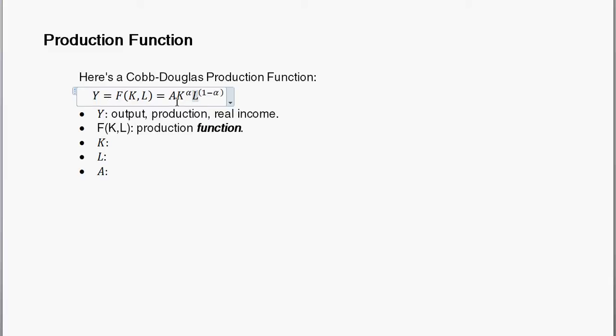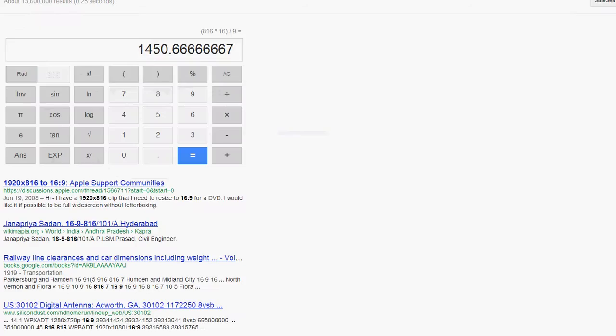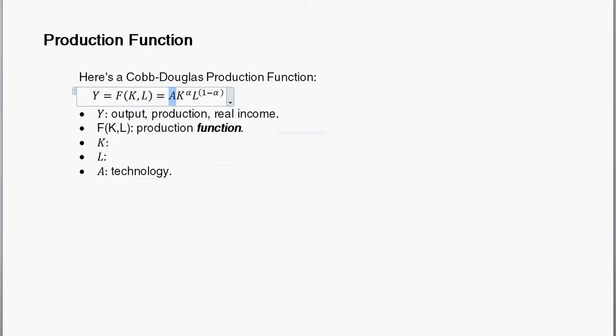This A in front here stands for technology. So A here stands for technology. It's not a factor, so sometimes it's left out of production functions. Sometimes they assume A equals 1, but sometimes you'll see it there. It's kind of a number.